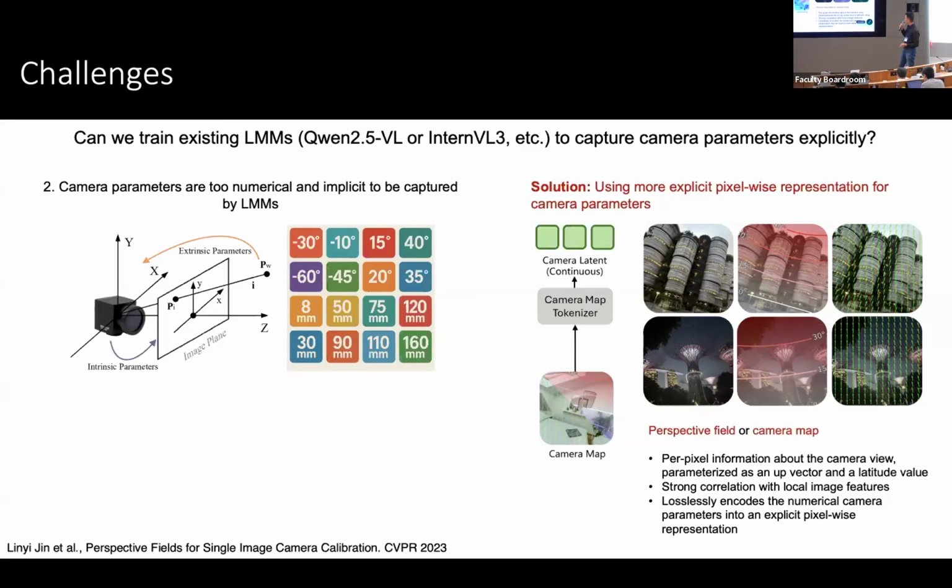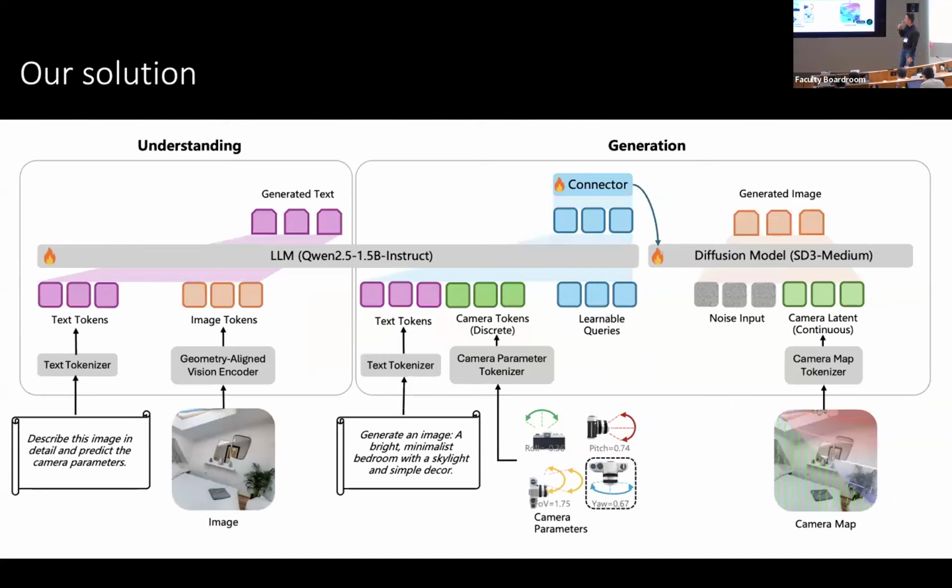The way we make use of this perspective field or camera map is by training a camera map tokenizer. In fact, we can use the VAE encoder to process this camera map, because the map itself has 3 channels. We can treat it like an image, encode it into a camera latent, and then feed it into our model. So these are the 2 main mechanisms that we introduce here.